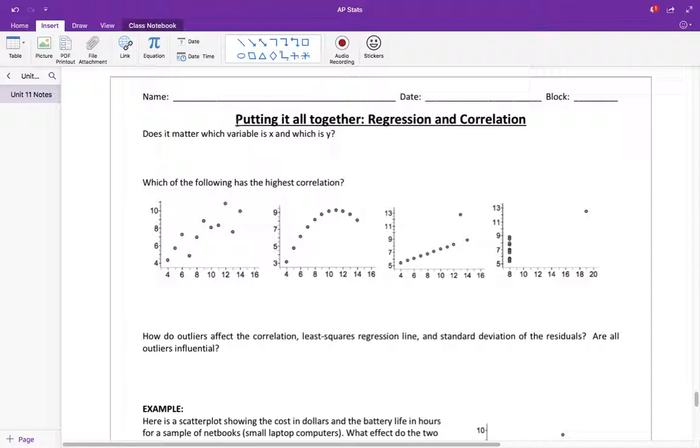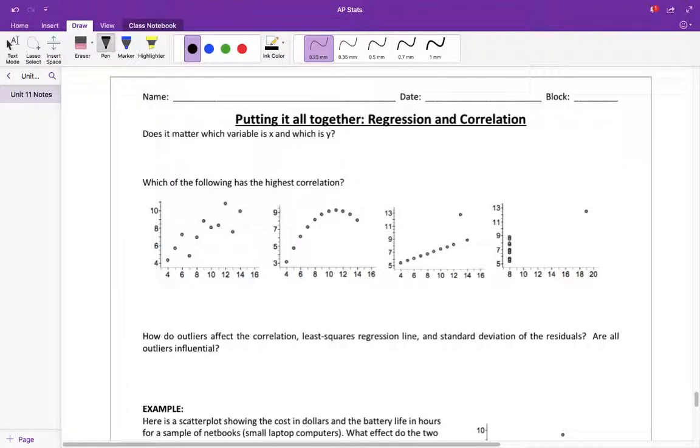So in this last section, putting it all together, we're going to talk about regression and correlation, how things are affected. We've already kind of been discussing this as we've been going along, so this is more so a wrapping-things-up unit.